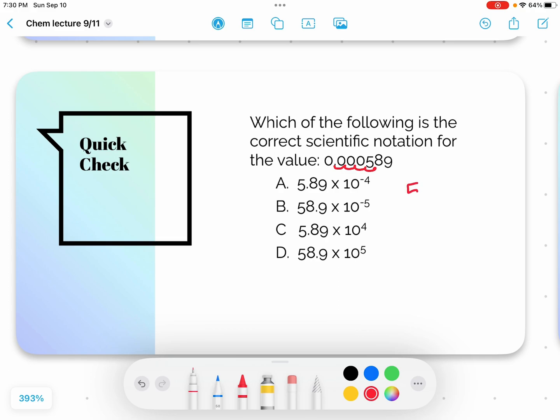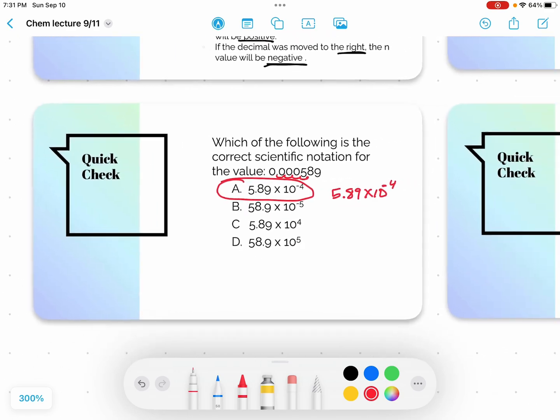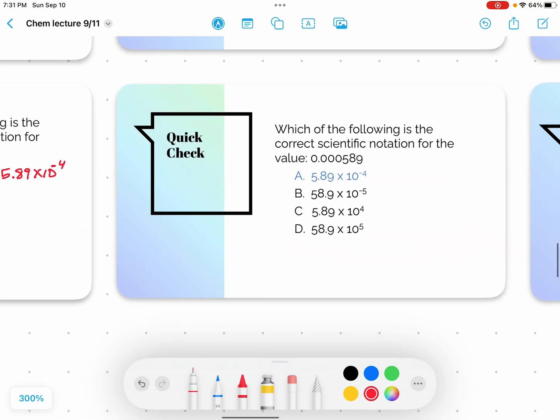So it would be 5.89 times 10, and we said 1, 2, 3, 4. But since we moved to the right, it would be a negative 4. So it's saying that letter A should be our answer. And we are correct.